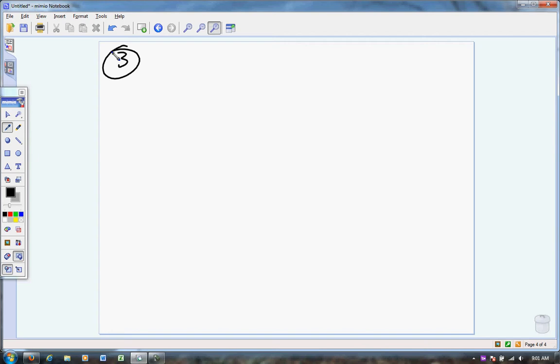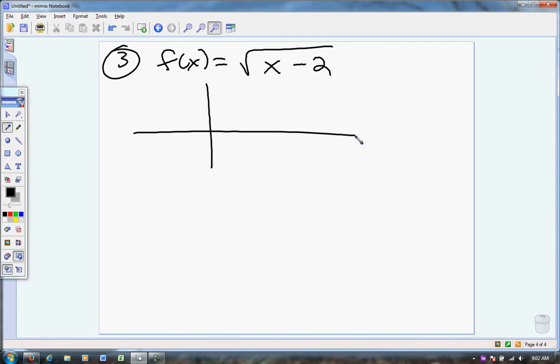What if I had f of x equals the square root of x minus 2? Well, this one is inside my radical, so that means it's a horizontal shift to the right 2 units. So it'd look like that. Okay?